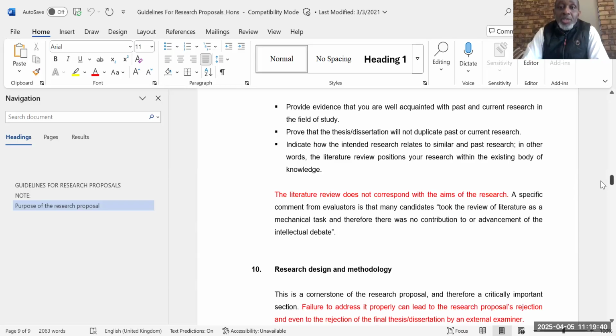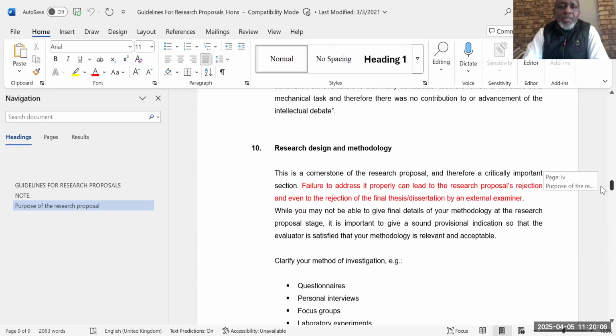Most of the time, if this section is not properly presented, you can even fail your proposal. The funders will obviously not be persuaded to fund it, and if it was your actual dissertation, you can also not pass through.